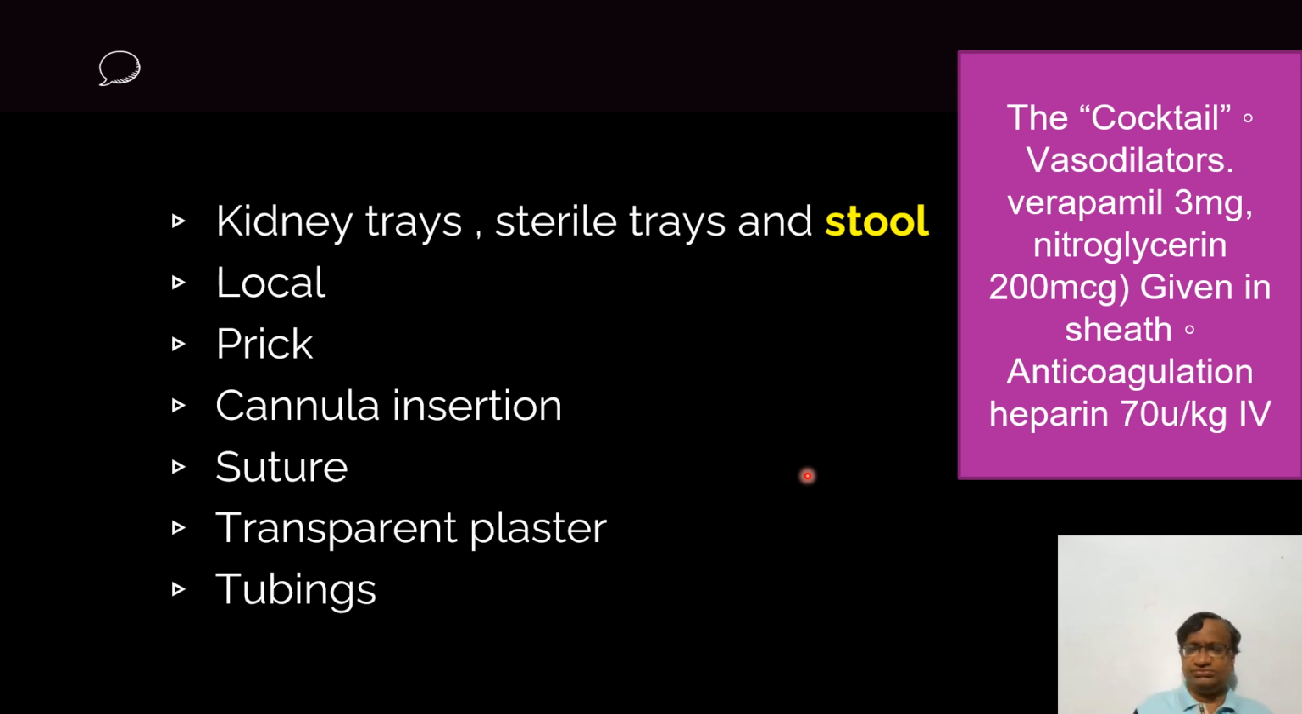It is better to have a stool and some good towels on our thigh, because sometimes the gush will push into our sterile gown or something like that. That should be thick enough, so it will not go through our normal disposable sterile gowns. Give a local prick, cannula insertion, suture, transparent plaster, and tubes. Sometimes you can give a cocktail: verapamil, nitroglycerin, and heparin.